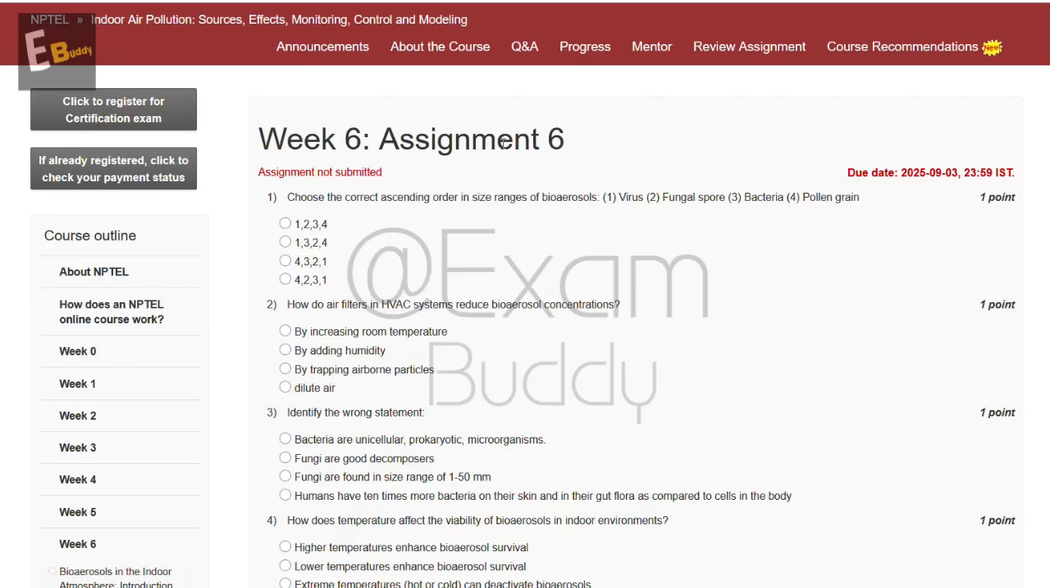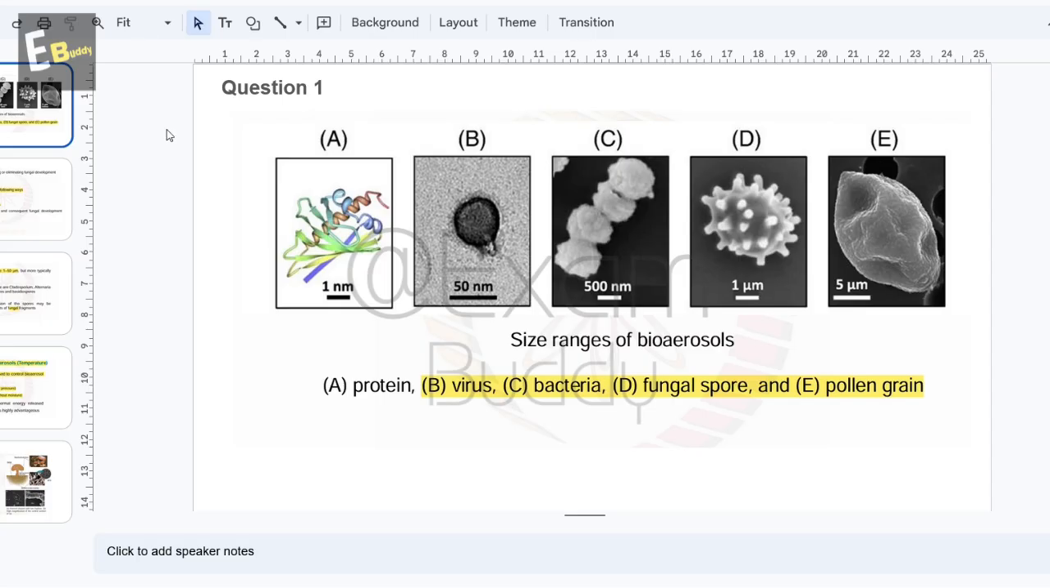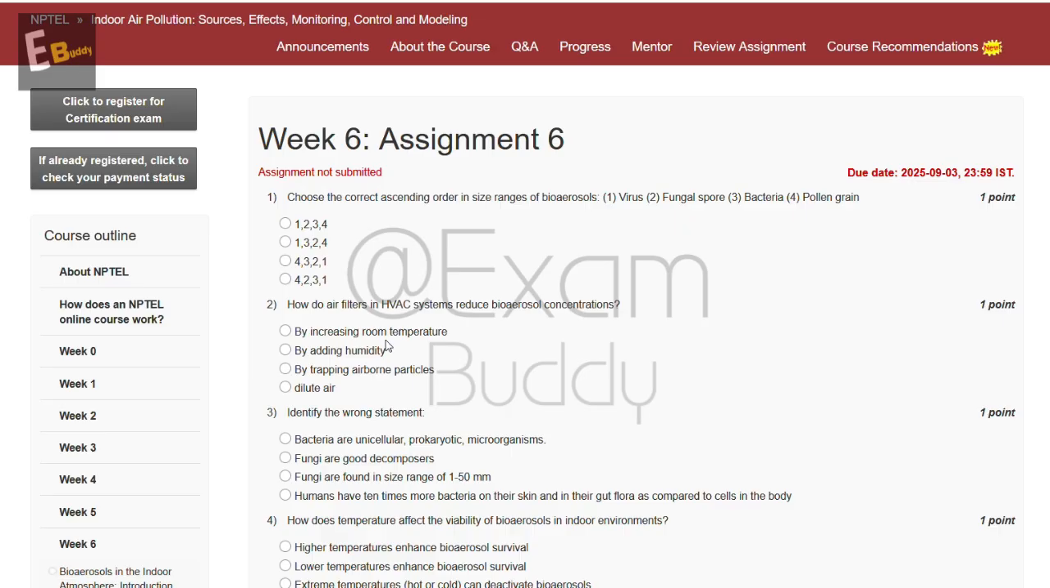Now let's do our assignment. Indoor air pollution sources, effect, monitoring, control and modeling. Week 6, assignment 6. So the first question is choose the correct ascending order in size range of bioaerosols. First, virus, second, fungal spore, third, bacteria, fourth, pollen grain. So these are our options and let's check the answer of our first question. So question first: A protein, B virus, C bacteria, D fungal spore, and E pollen grain. So the answer of our first question is A.